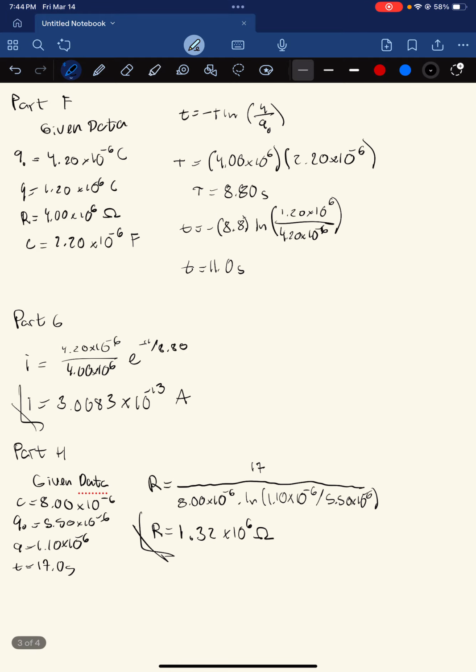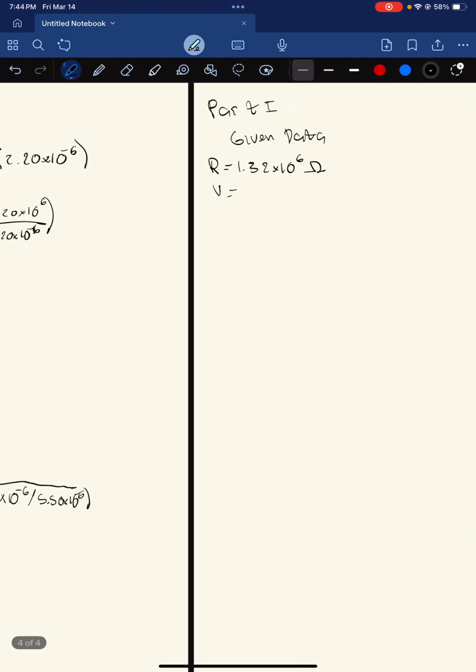Perfect. For part I, find the current in the circuit used after you close the switch. We already got the number for this, to be honest. Part I. I can write it down, I don't mind giving data. We have the resistance, the one we got in the last page. So 1.32, 10 times 6 ohms. And the voltage, it's 11.